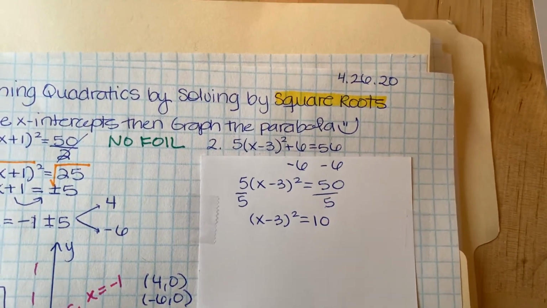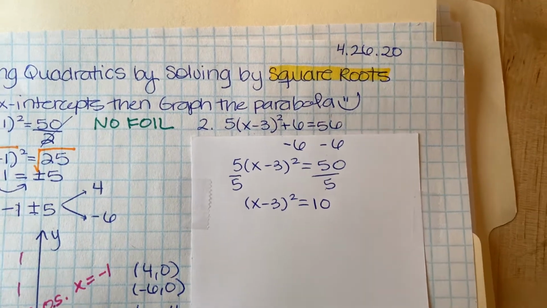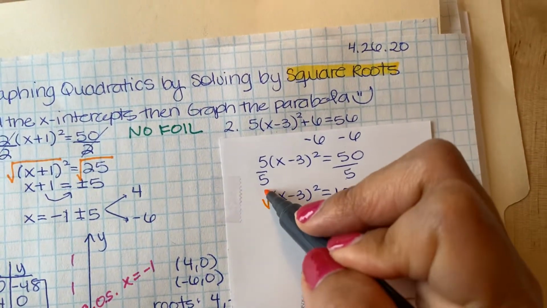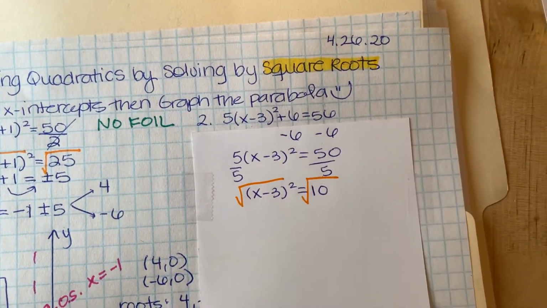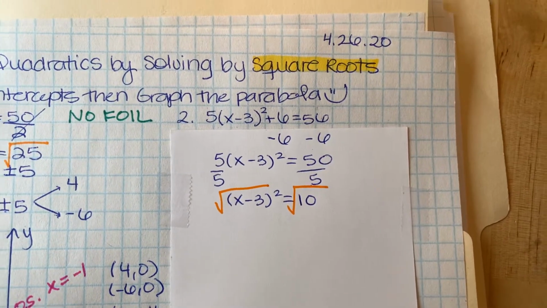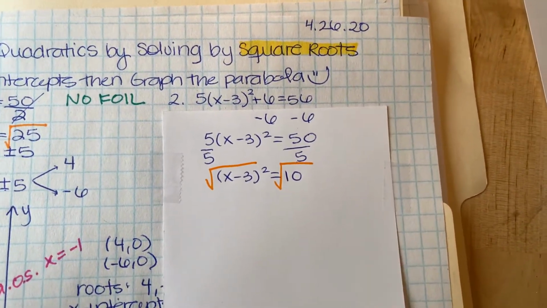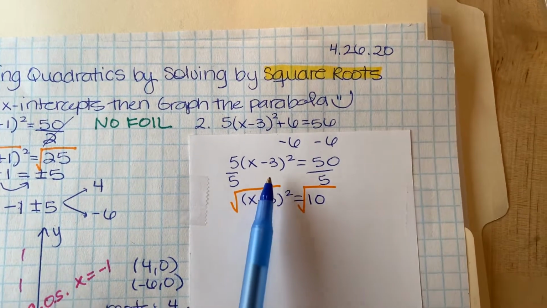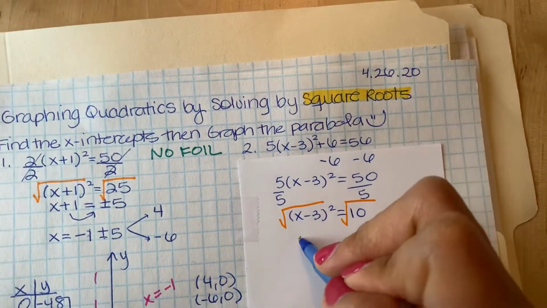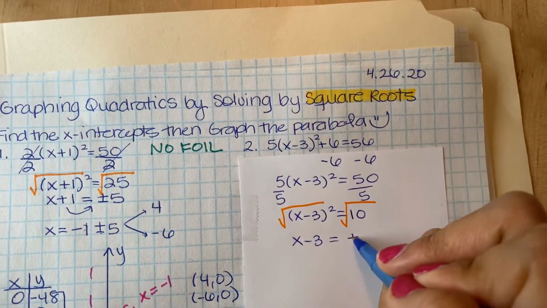All right, now this is the entire point to this. We're solving the quadratic by square root, and so here's our square root. Because what is the inverse operation to squaring? That's a square root. Okay, so I get x minus 3 is equal to plus or minus the square root of 10.